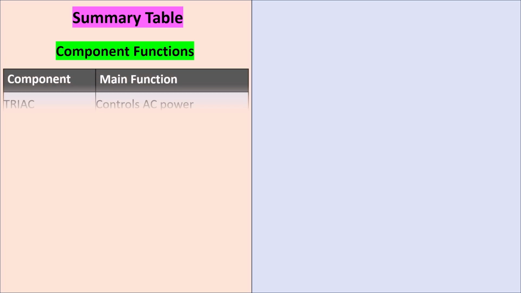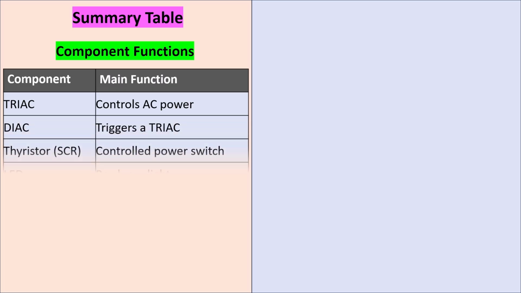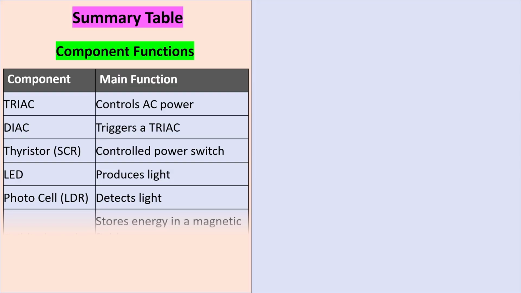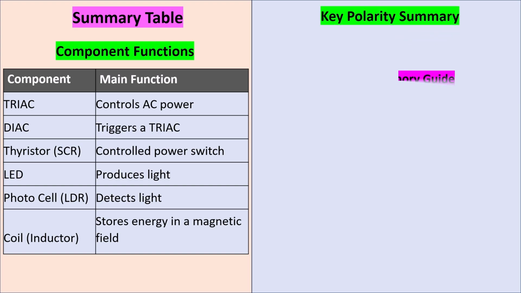Here is a summary table of components and their functions. The component and the main function. A triac controls AC power. The diac triggers a triac. A thyristor SCR is a controlled power switch. LED produces light. Photocell LDR detects light. Coil inductor stores energy in a magnetic field.